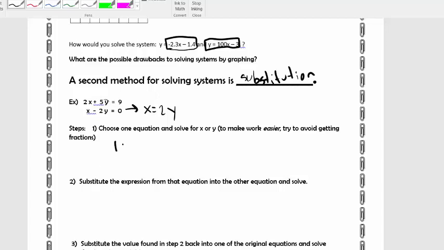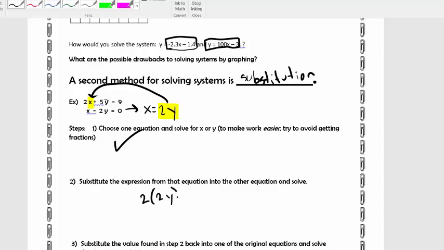So step 2, so we did step 1. Step 2 says you want to take your answer and substitute it into the other equation for that letter. So we're going to take 2y and change our x into 2y because it's the same thing, so you can switch them in and out. You don't want to put it back into the equation you started with because you're just going to get 0 equals 0.